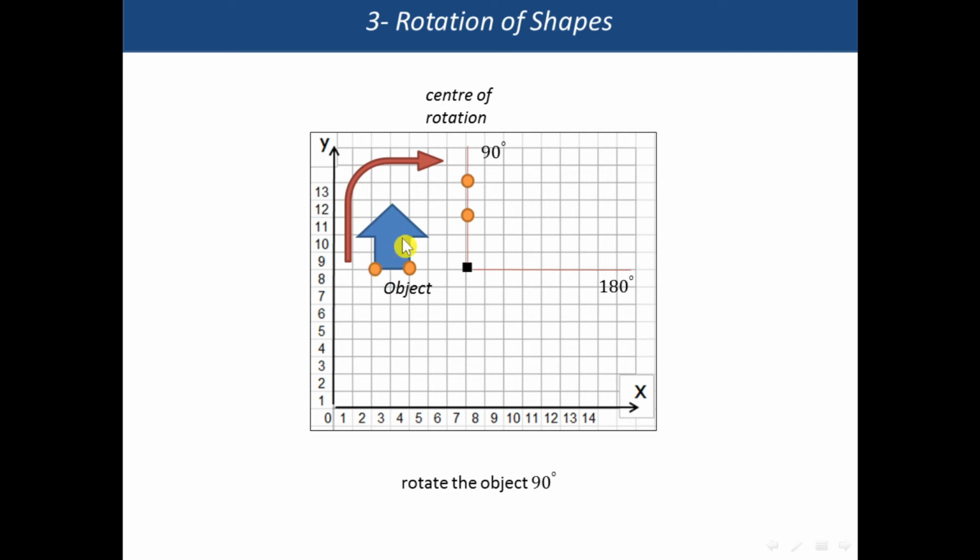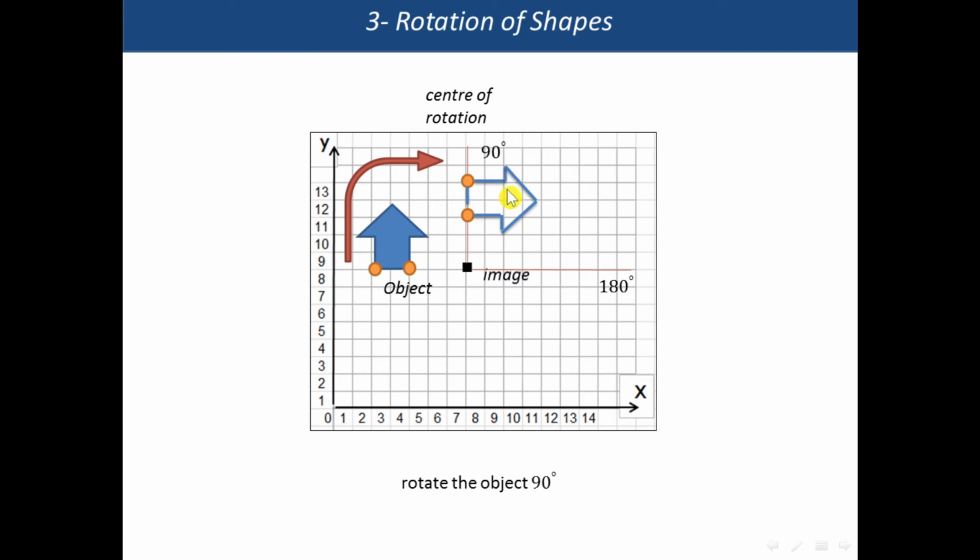This point is corresponding to this one. If this point now is 5 squares away from the center of rotation, that means this point also is 5 squares away from the center of rotation. So the positioning of these 2 points is correct on the 90 degree. Only then do I draw the other lines. You draw these lines exactly the same length as in the object.